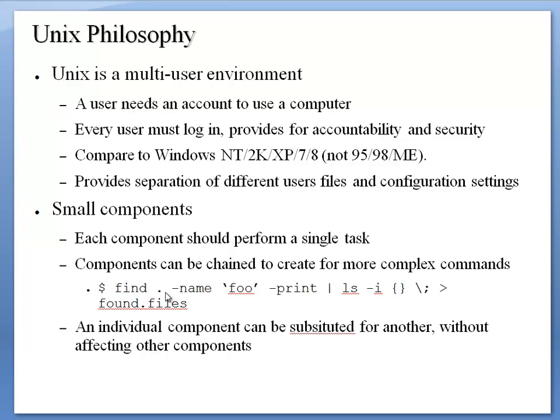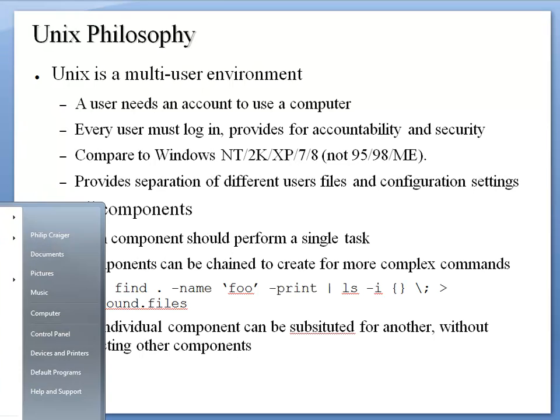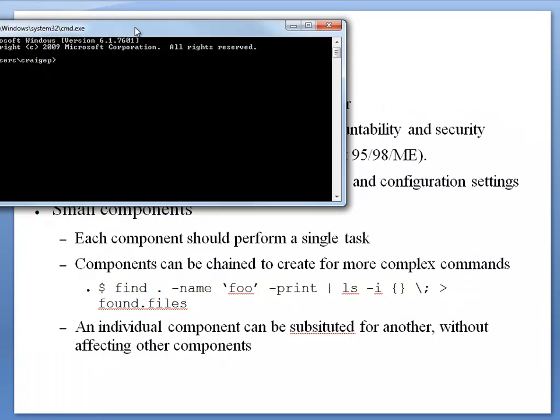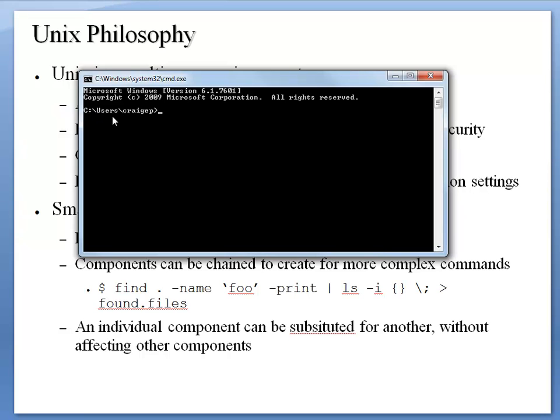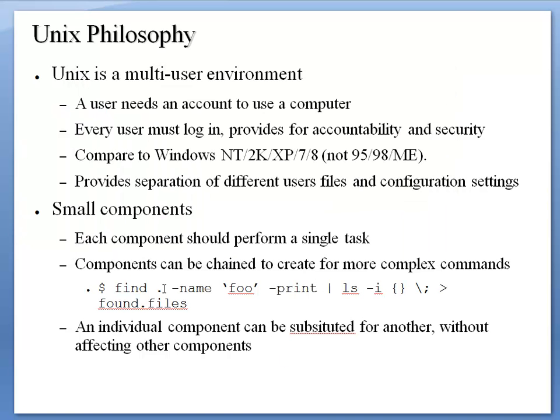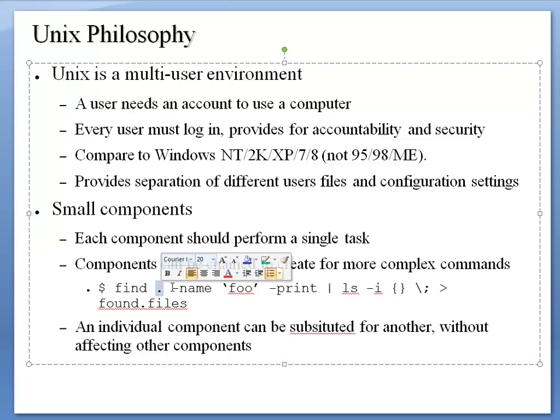Here we have the dot, the period. That means, hey, start right here. Wherever you are in your directories, for example, we run back here. What directory are we starting in? C, users, Craig EP. I hate that convention. Anyway, we're starting in this directory. So we're starting from whatever the current directory is, and we're looking for a file named what? Foo.